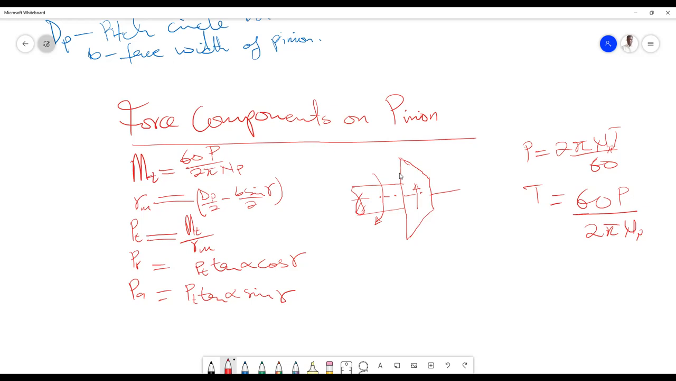And also the radial component on the pinion acts toward the center of the pinion. Now I think I explained it. So if we take this one as the pinion, the radial component on this pinion will be acting towards the center. So that's the center line for the pinion. The radial component is going to act toward the center.